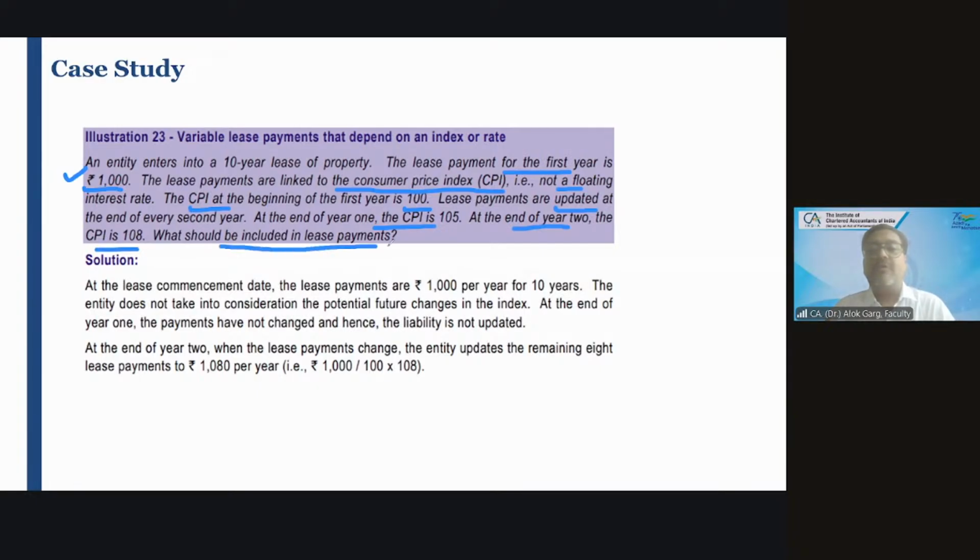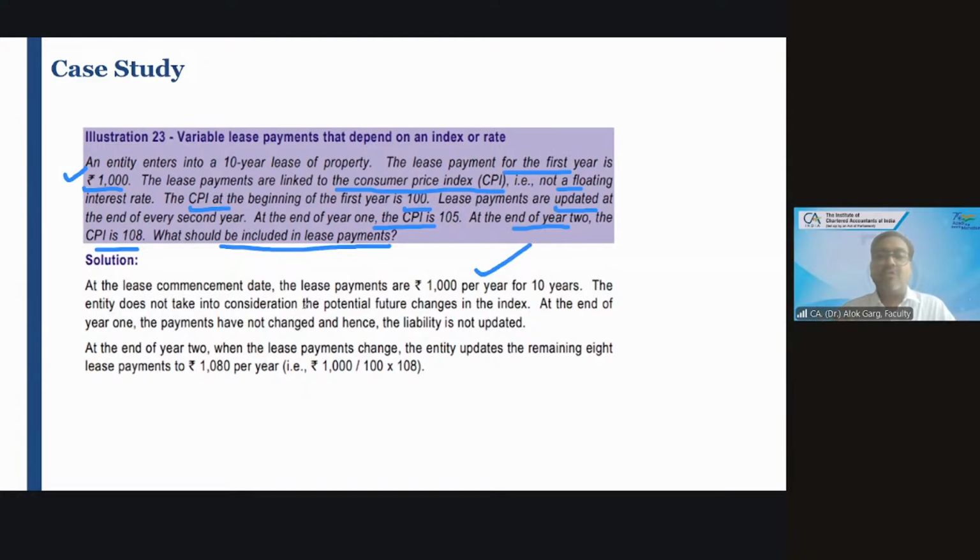What should be included in the lease payments? So friends, you have to see from the perspective of when you are at the commencement date, what will be the CPI, what will be the consumer price index in future. Okay. So at the lease commencement date, the lease payments are 1000 rupees per year for 10 years, right? So this is my fixed payment.